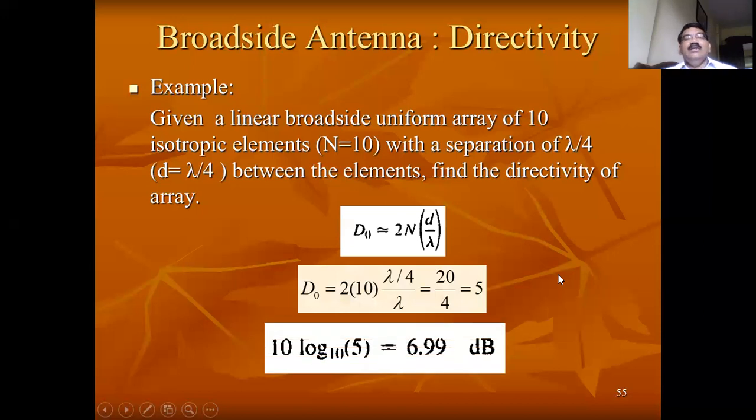And in dB, generally directivity we calculate in terms of dB. So you just take 10 log of 5. It comes around 7 dB. So 7 dB is the directivity you get by using this 10 element array. The radiation pattern will be broadside.